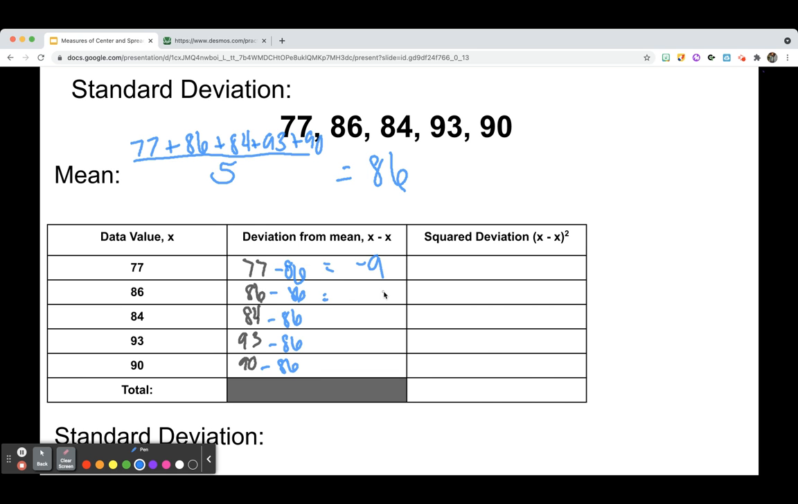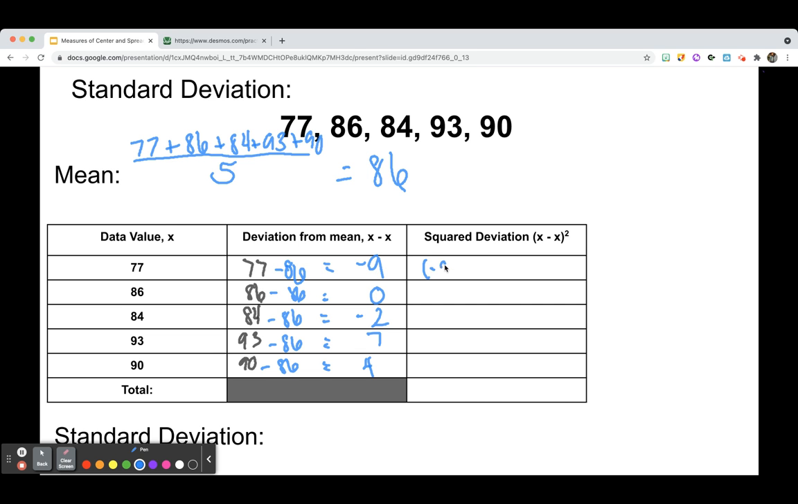And then 86 minus 86 is 0. 84 minus 86 is negative 2. 93 minus 86 is 7. And 90 minus 86 is 4. Okay, so now we square that. So what number did we get? And now we're going to square it.